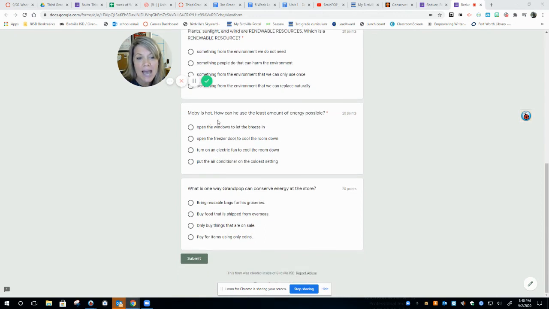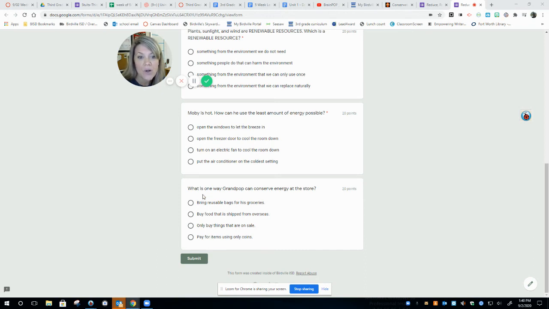Moby is hot. How can he use the least amount of energy possible? Open the windows to let the breeze in. Open the freezer door to cool the room down. Turn on an electric fan to cool the room down. Put the air conditioner on the coldest setting. How can Moby use the least amount of energy possible?